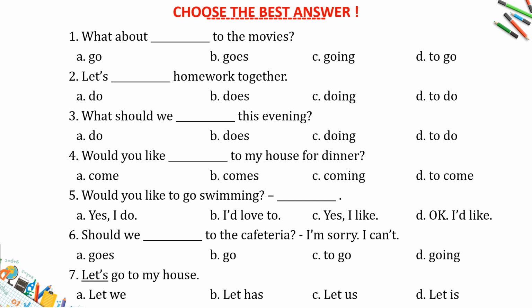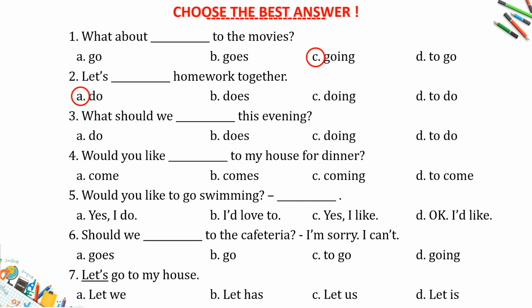Number one, we have the structure what about. And after what about, you can use verb-ing. So the answer is C, going. What about going to the movies? Number two, we have the structure let's. After let's, we use verb infinitive. So the answer is A, do. Let's do homework together.